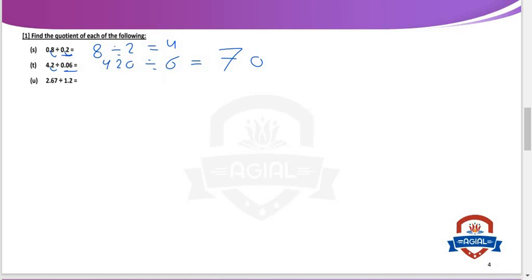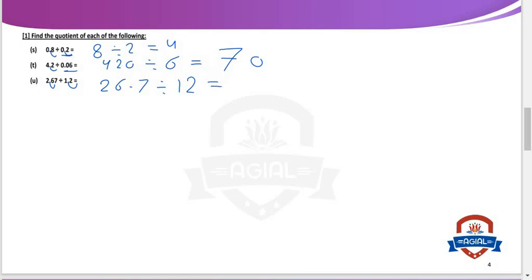Is this easy? Okay, letter U. 2.67 divided by 1.2. Here, the divisor must be a whole number. So we will multiply by, excellent, 10 to get rid of the decimal point. And here, multiply by 10, the decimal point moves 1 digit. So it equals 26.7 divided by 12. Okay, but 26.7 divided by 12 equals what? Who can say? We don't know.